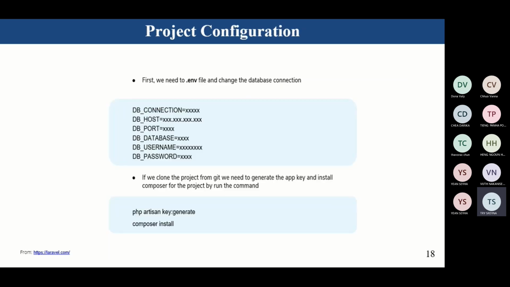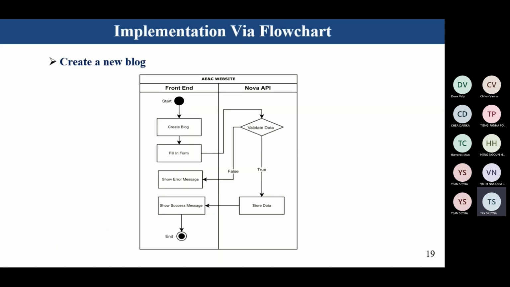For project configuration, first we need to edit the .env file and change the database connection. If we clone the project from Git, we need to generate the app key and install Composer for the project by running the commands php artisan key:generate and composer install. Now let me continue to the implementation via flowchart.